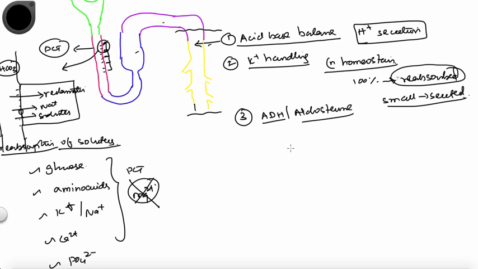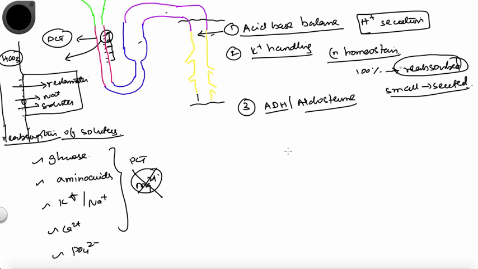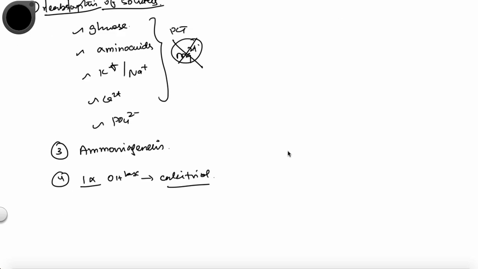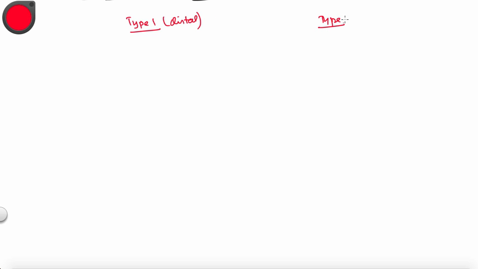And having known these basic things, let us move on to how to differentiate between the proximal and the distal RTAs. First of all, my discussion will be differentiating the proximal and the distal RTAs, then completing with the type 4 or hyperkalemic RTA. First of all, the differences. I'm going to talk about type 1 or distal RTA, and how to differentiate it from type 2 or proximal RTA.